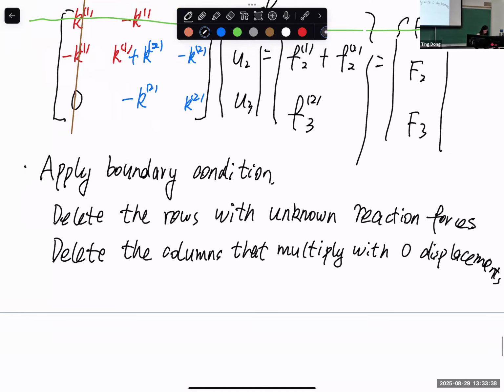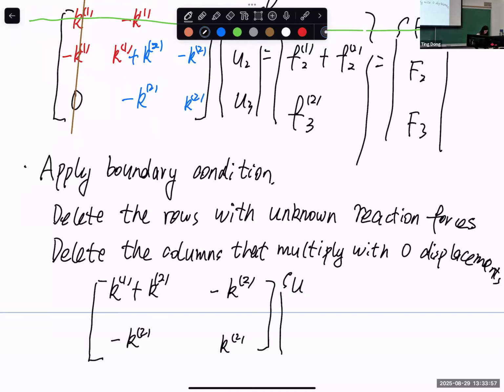So now this matrix equation becomes K1 plus K2, negative K2, negative K2, positive K2, and U2, U3. And we have externally applied force at node 2 and externally applied force at node 3. And we can solve for U2 and U3.